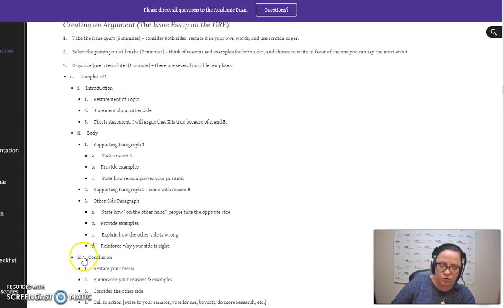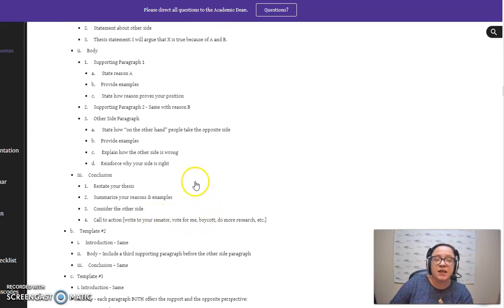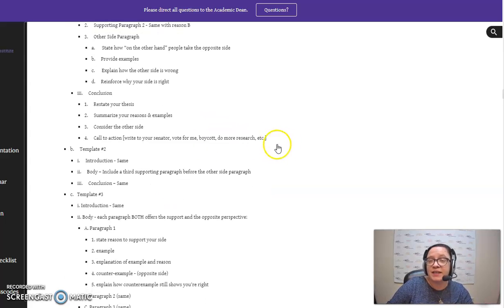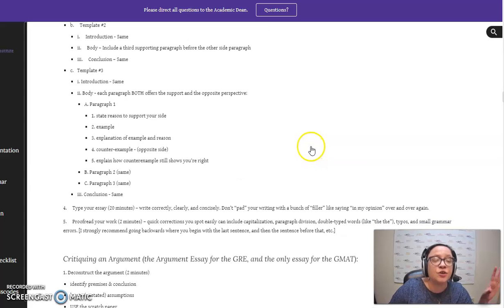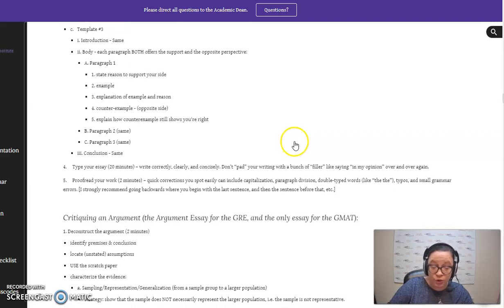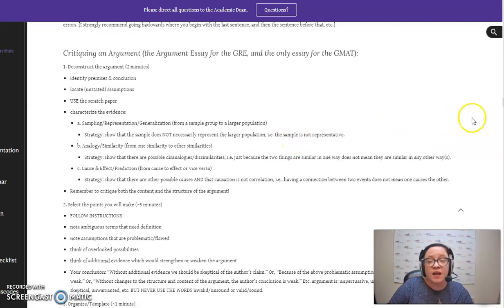The conclusion should state in conclusion, or to sum up, something like that. You want to give them several possible suggestions for ways they can show that signposting, and tell them that it's a way to make reading easier for the reader, and it's something that the reader's going to look for and grade them on. Now, the only essay for the GMAT is the argument essay.